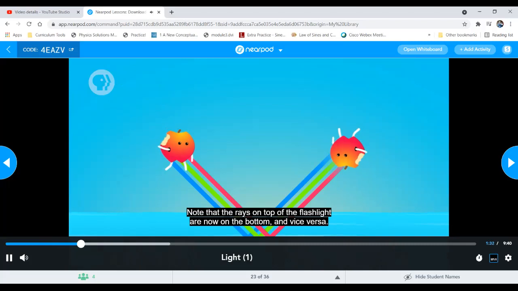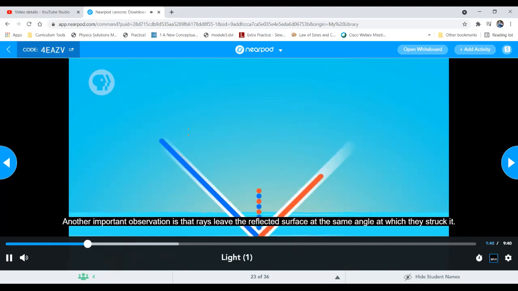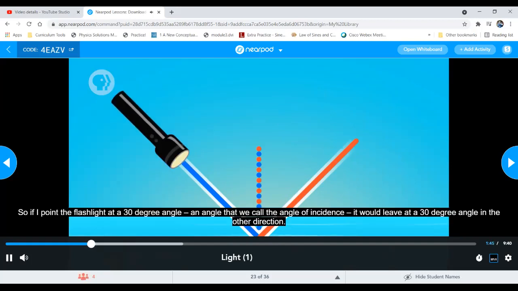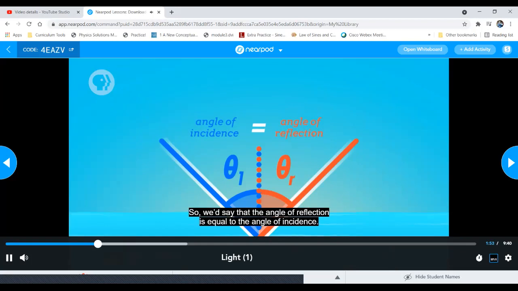Note that the rays on top of the flashlight are now on the bottom, and vice versa. This makes sense because if you're viewing something in a reflection, you see its image reversed. Another important observation is that rays leave the reflected surface at the same angle at which they struck it. So if I point the flashlight at a 30-degree angle, an angle that we call the angle of incidence, it would leave at a 30-degree angle in the other direction. So we'd say that the angle of reflection is equal to the angle of incidence.